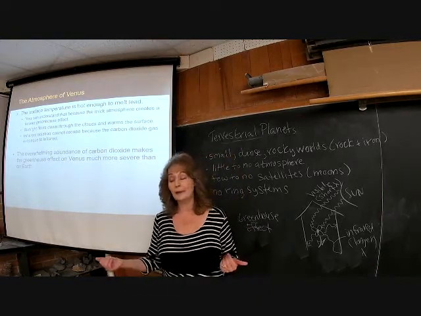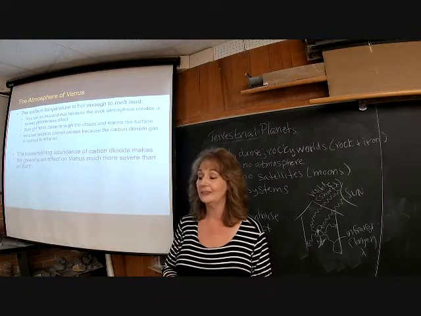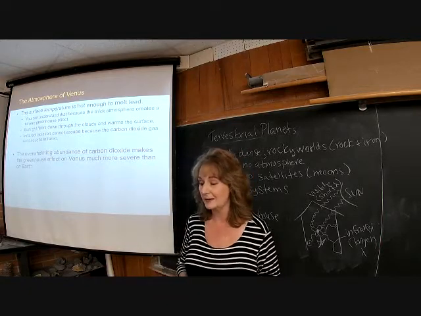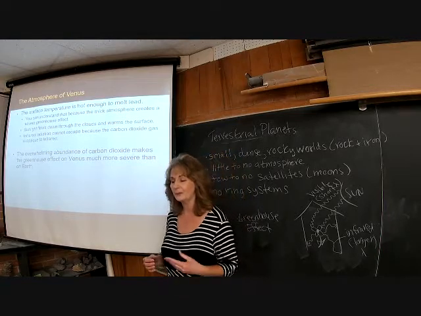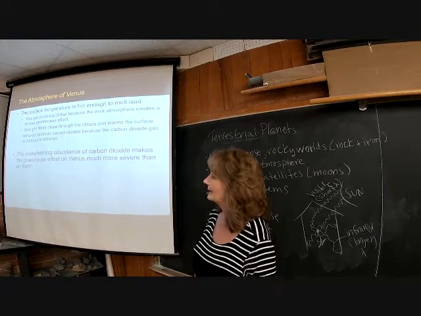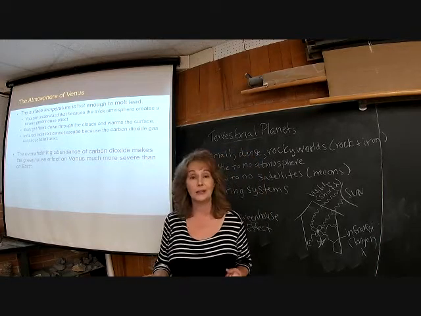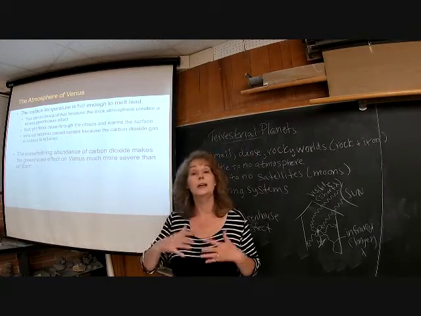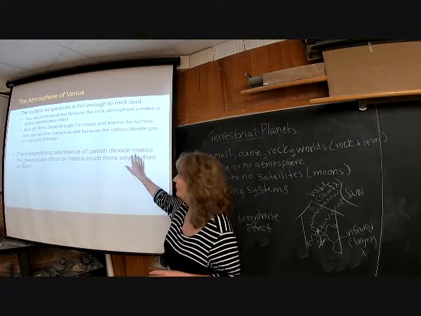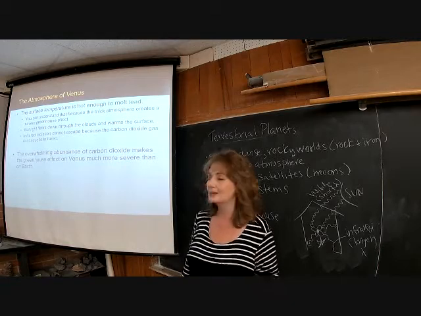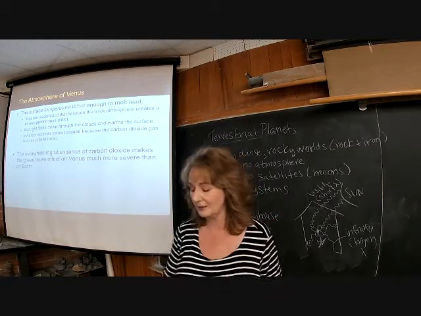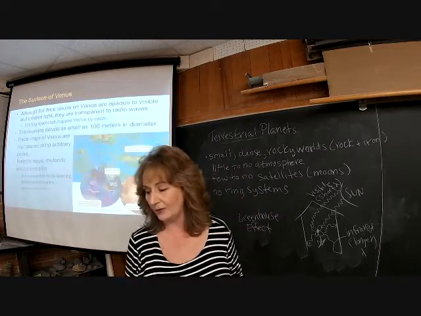Surface temperature hot enough to melt lead. Thick atmosphere creates a severe runaway greenhouse effect in there. And so problems with that, the infrared radiation not being able to escape because of all that carbon dioxide, making it very opaque, right? So it can't escape back out to space. So the overwhelming abundance of carbon dioxide makes that greenhouse effect more severe, I mean incredibly severe, than on Earth.